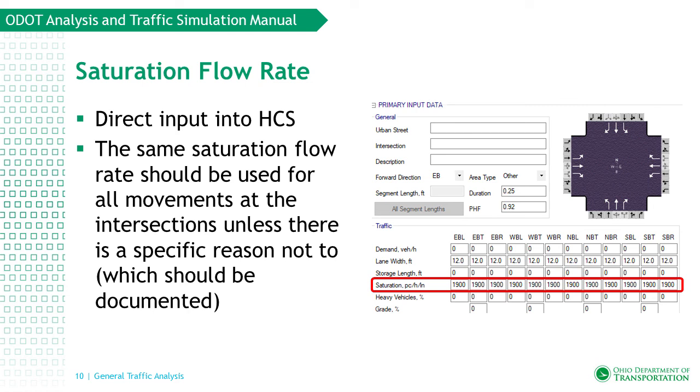Saturation flow rate is a direct input into HCS. While HCS allows for different saturation flow rates for each intersection movement, unless there is a specific reason to use different rates for different movements, which should be documented in the model documentation form, the same saturation flow rates should be used for all movements at the intersection.